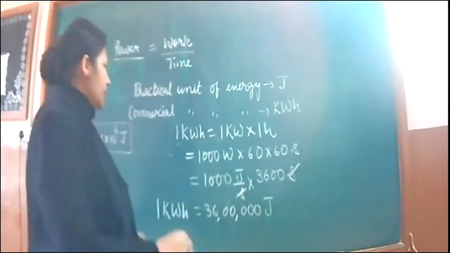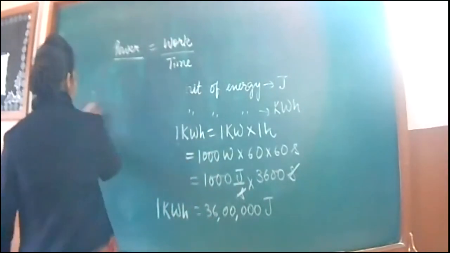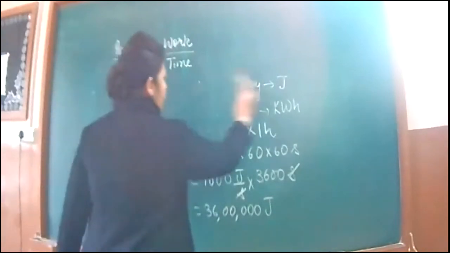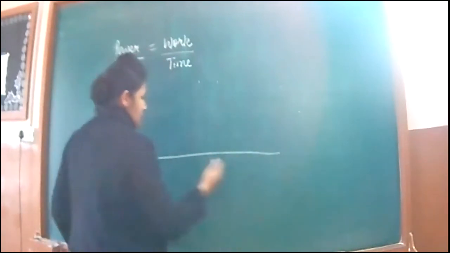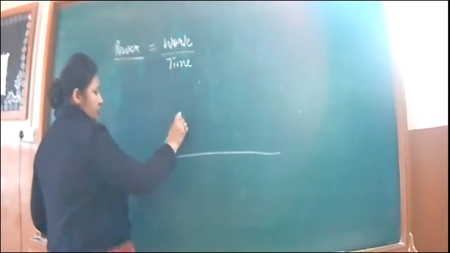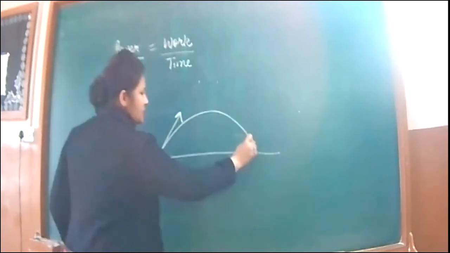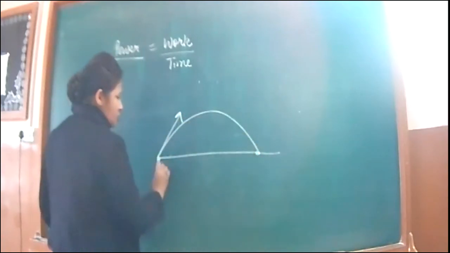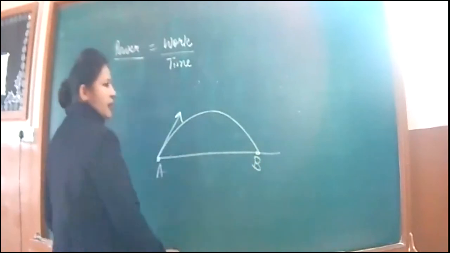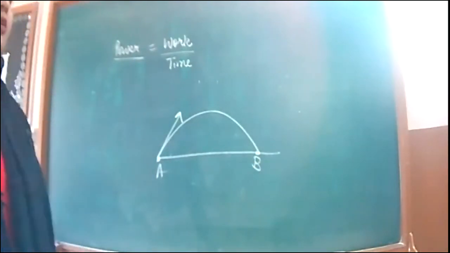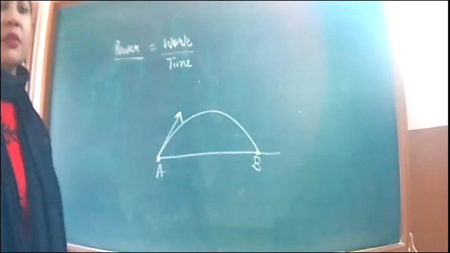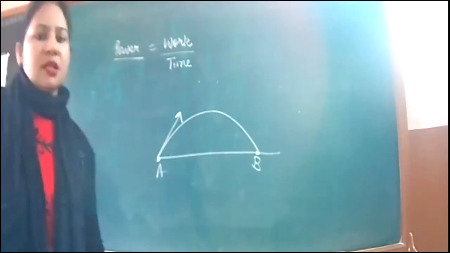When we kick a football, then it goes at certain angle and follows a curved path and comes back to the ground at the same level. So from here, suppose we kick a football, it goes like this and comes at the same horizontal level because it comes back to the ground, of course. So A and B points are on the same level. They are asking what is the work done by gravity in such a case.